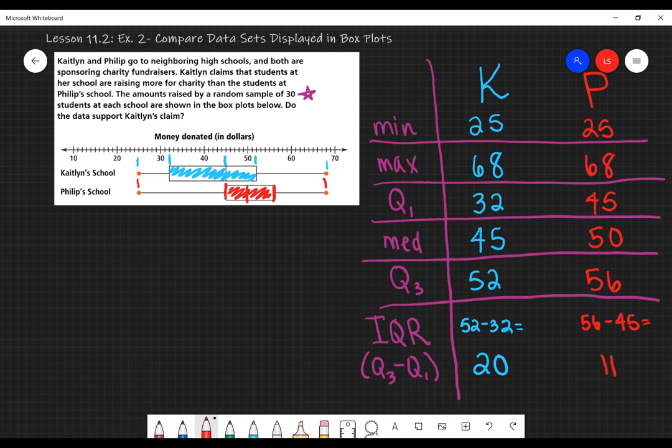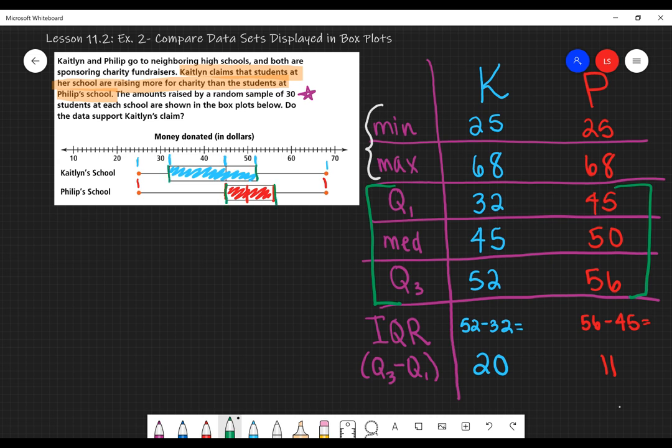So the question is, does the data support Caitlin's claim? And her claim was that students at her school are raising more for charity than the students at Philip's school. So when we're looking at this, first of all, the minimum and the maximum are exactly the same. So the minimum and the maximum aren't going to help us here. What we really want to focus on is this IQR, this middle 50% of students, which is always represented in this box.